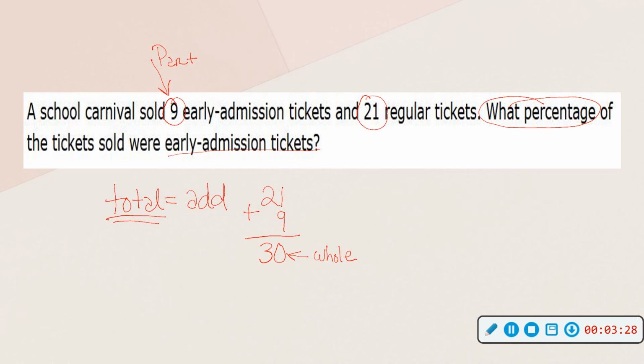Now let's set it up. In this case, I'm going to go 9 over 30, which is equal to x percent, because I don't know my percent, I'm trying to find it, over 100. My 100 never changes. So we can do one or two things. We can look and reduce, we can divide, we can cross multiply and divide. There's several different ways. I'm going to go ahead and reduce, because I know that I can reduce 9 over 30 by 3, and that's going to give me 3 over 10. So now I have a new fraction.